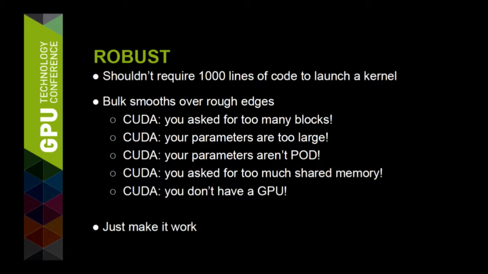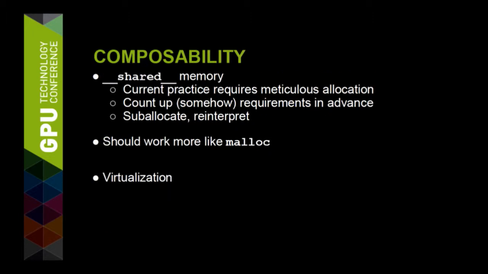And then finally, if you don't have a GPU, you're screwed. Your code's not going to run. So basically, I just want a programming model that just makes it work. If I ask for too many blocks, if I ask for too much shared memory, I want things to just maybe slow down a bit. I don't want to have to go back in and figure out why it failed. I want it to fail in a way that's more graceful than just falling over. So composability.